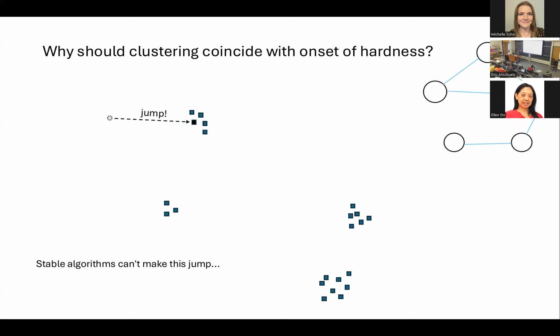if I have an algorithm that depends in a smooth way on the input to the problem, it can't make this very large jump in Hamming distance. So this is the idea behind why these stable algorithms are unable to optimize combinatorial optimization problems with this kind of structural property.